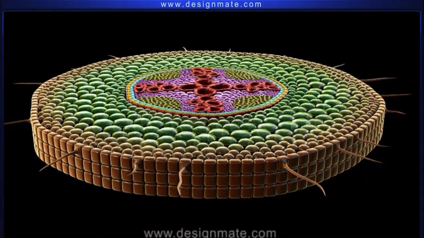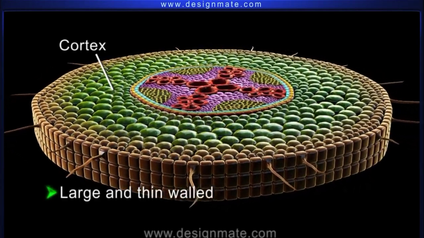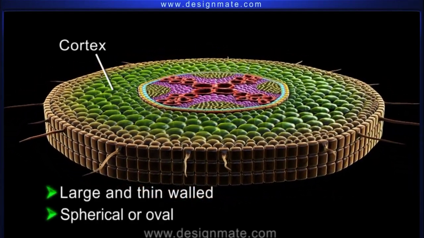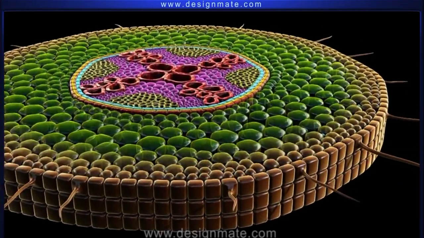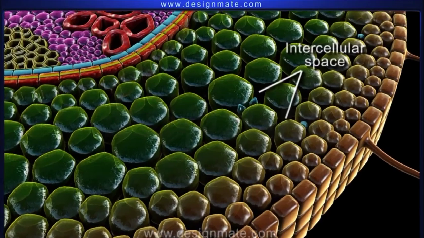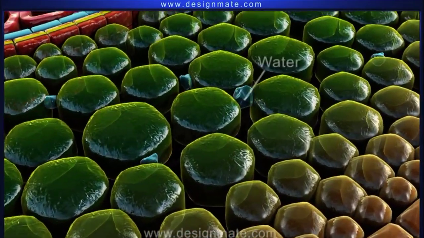The next layer is the cortex. The cortex is composed of large, thin-walled, spherical or oval parenchyma cells. Large intercellular spaces are present, which help in the diffusion of water in the cortical cell.